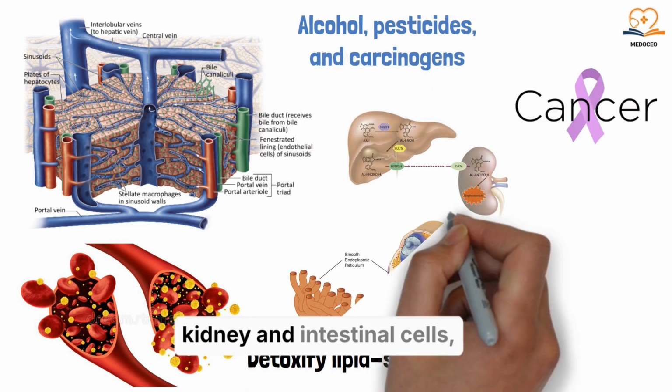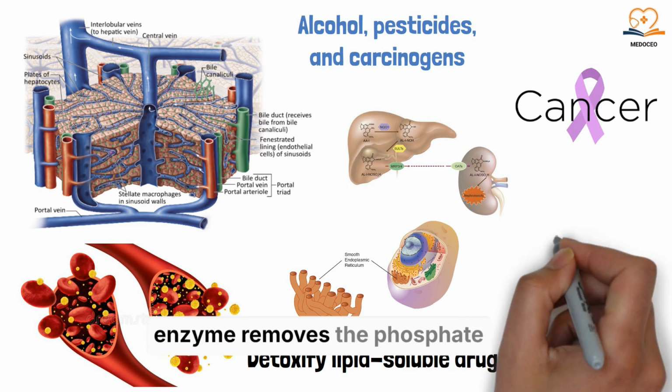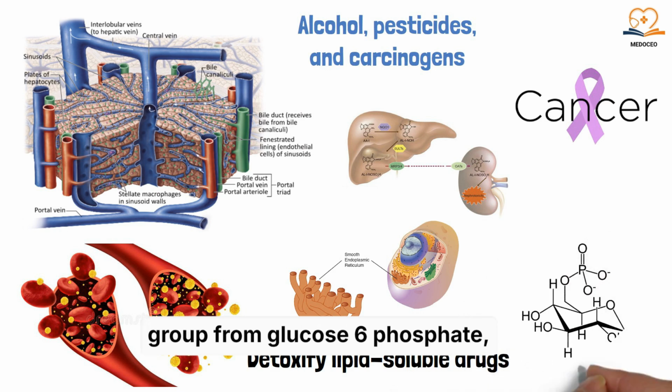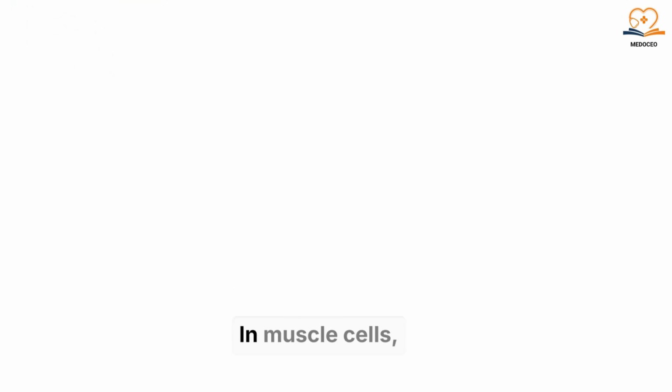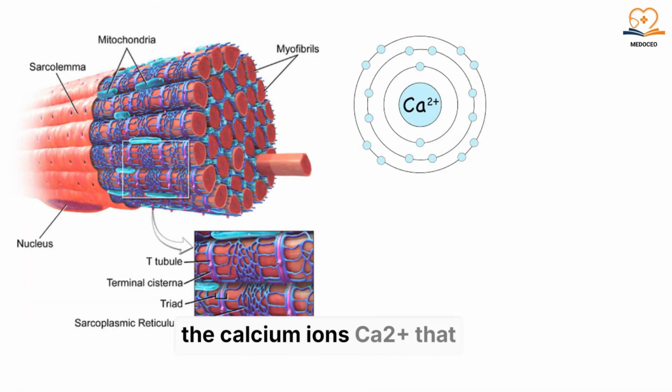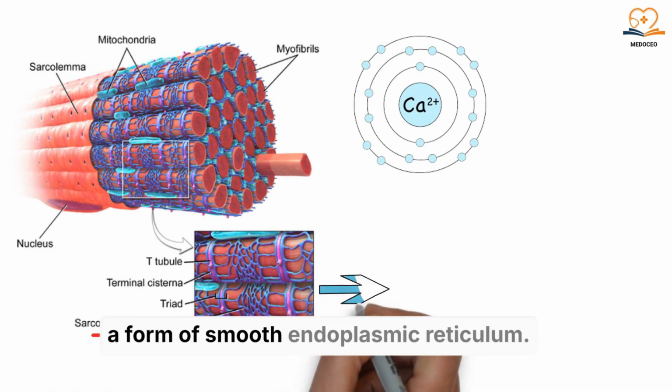In liver, kidney, and intestinal cells, a smooth endoplasmic reticulum enzyme removes the phosphate group from glucose 6-phosphate, which allows the free glucose to enter the bloodstream. In muscle cells, the calcium ions, Ca2+, that trigger contraction are released from the sarcoplasmic reticulum, a form of smooth endoplasmic reticulum.